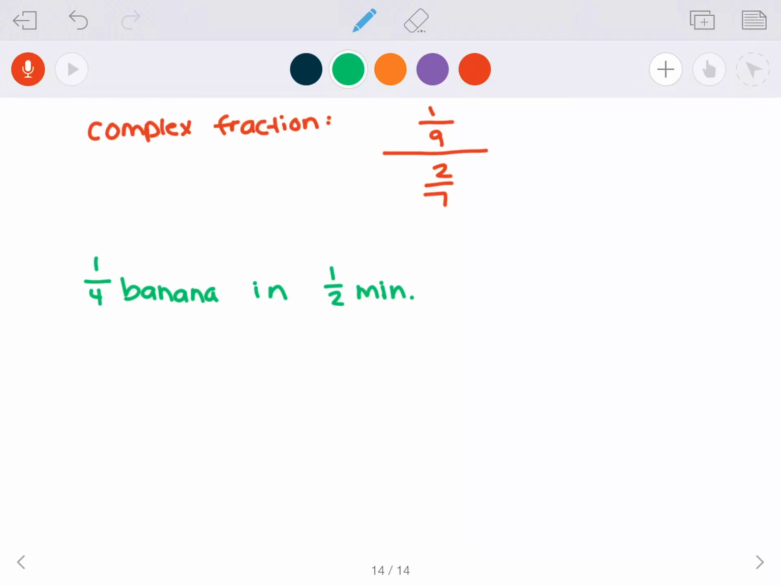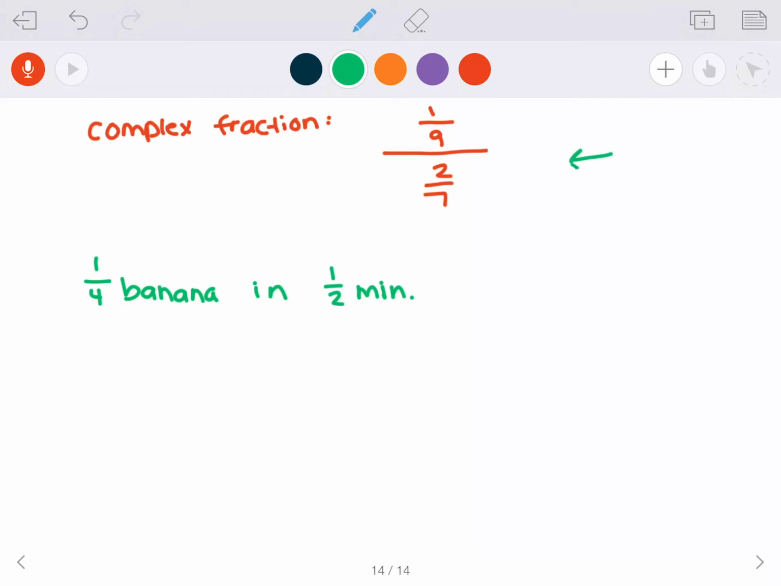So a complex fraction is a fraction inside of a fraction. So this is one example here. It is 1/9 over 2/7. So we have a fraction in the numerator, fraction in the denominator. Okay, so that's a complex fraction. We're going to use complex fractions to make unit rates.